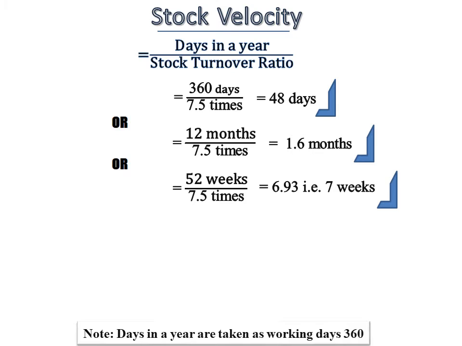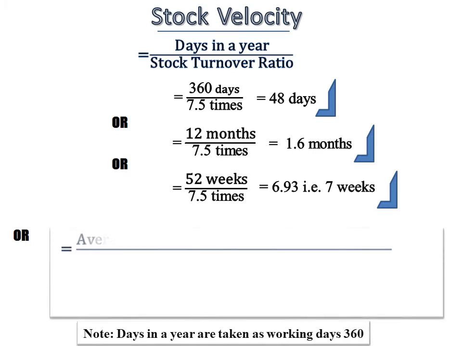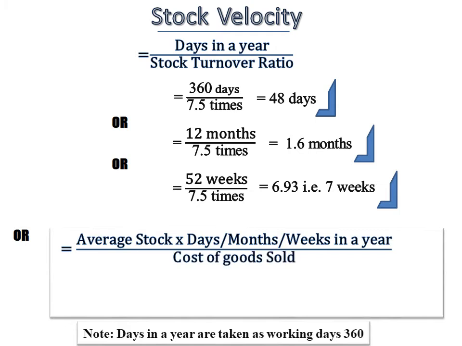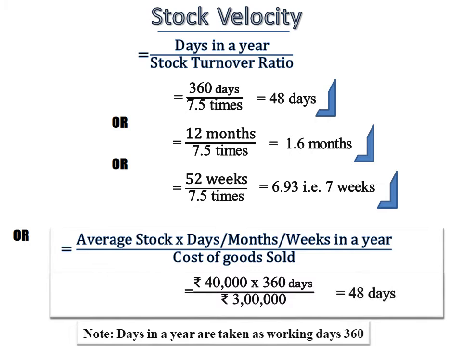Now, here we can calculate stock velocity directly without calculating stock turnover ratio with the help of another formula, and the formula is average inventory into number of days or number of months or number of weeks in a year divided by cost of goods sold. Here we are calculating only in number of days. Therefore, stock velocity is equal to rupees 40,000 into 360 days divided by rupees 3 lakhs. This comes to 48 days.